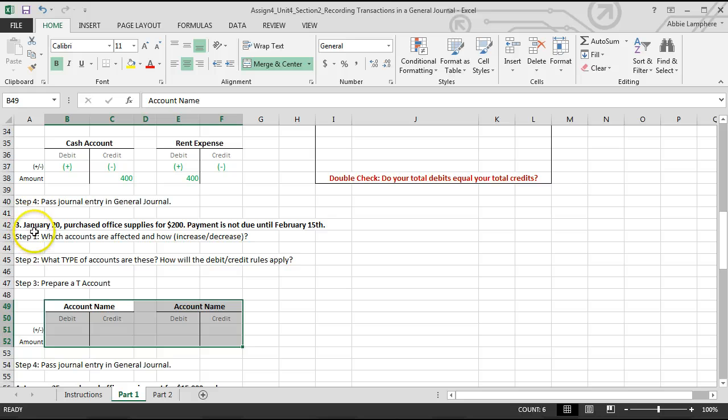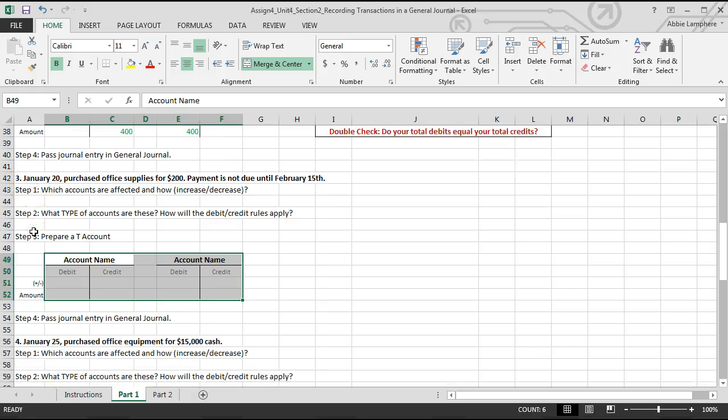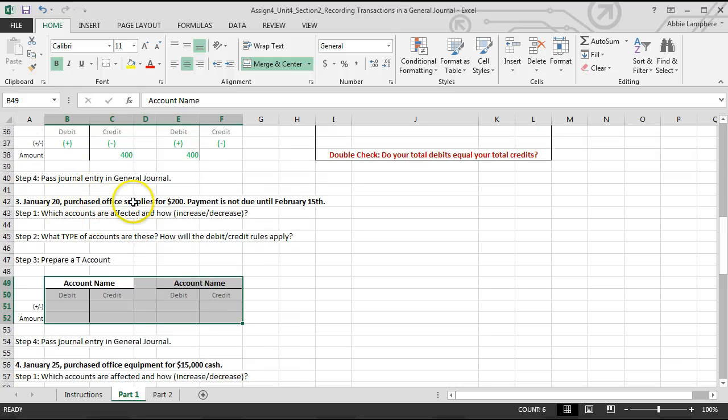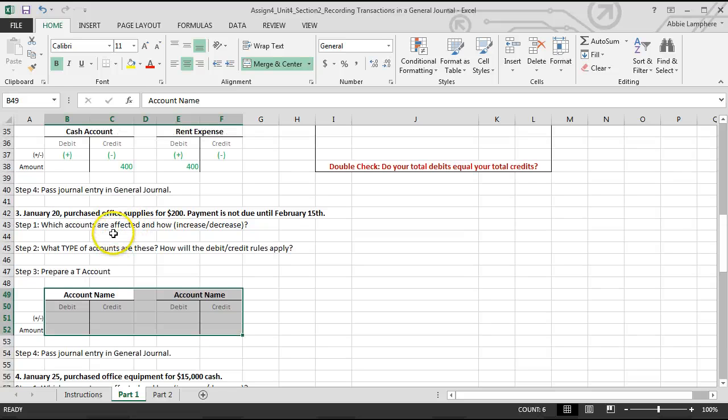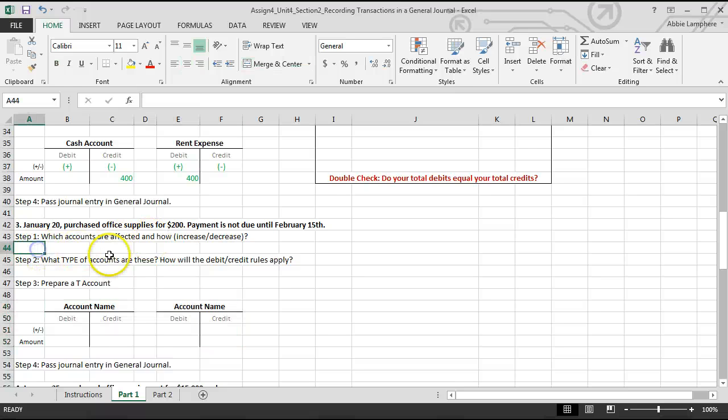So let's kind of just quickly look at, maybe I'll help you determine which of these accounts are being affected, because I'm a nice teacher. So number 3, January 20th, purchased office supplies for $200. Payment is not due until February 15th. So that's a clue. We're not paying this yet. We purchased the items, one of those buy now, pay later philosophies. So that means we're using our credit with the account. Okay, so we're buying office supplies.